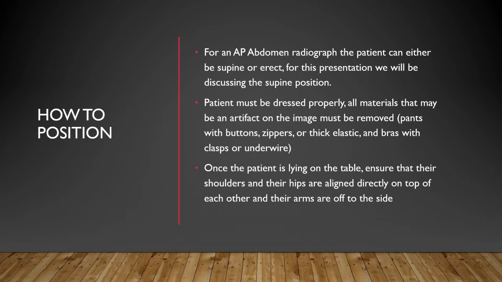The patient must be dressed properly, as always. Any materials that can be an artifact on the image have to be removed, so pants with buttons or zippers or thick elastic that can show up, and if female patients have bras with clasps or underwire, those will also need to be removed. Once the patient is lying on the table, you have to ensure that their shoulders and their hips are aligned directly on top of each other and that their arms are off to the side. You just want the MCP and the MSP to be perfectly aligned.